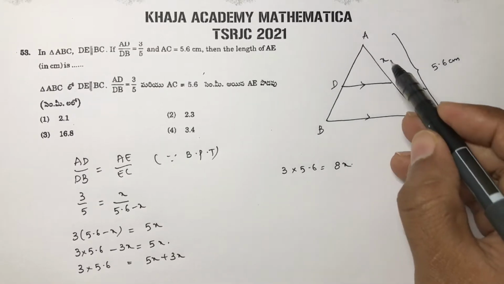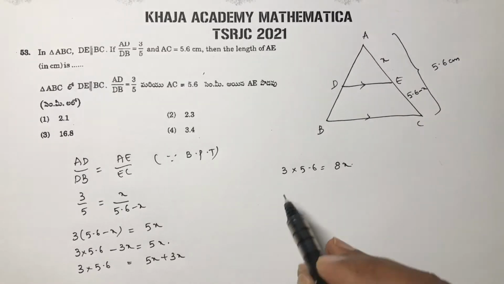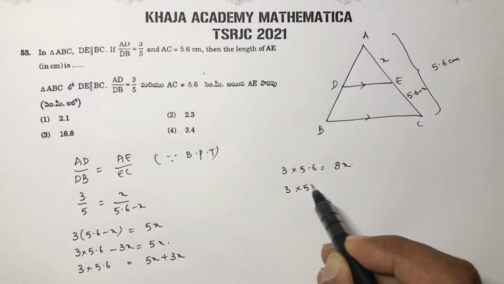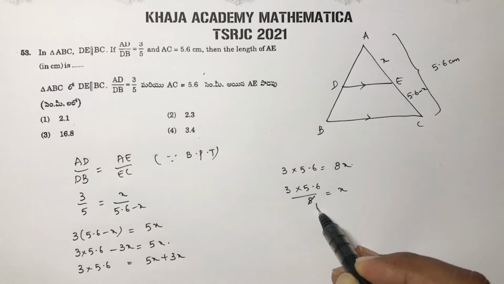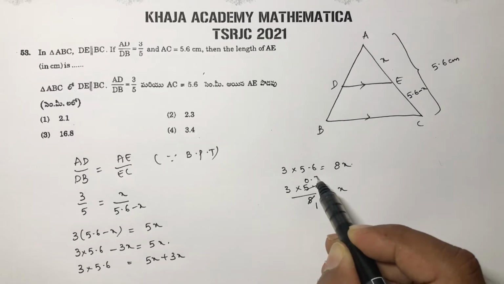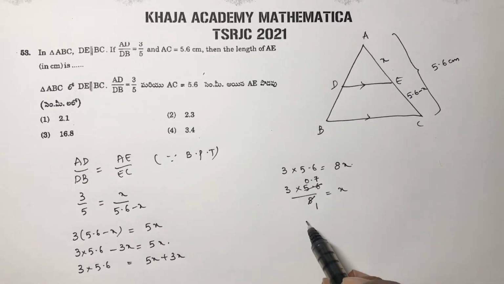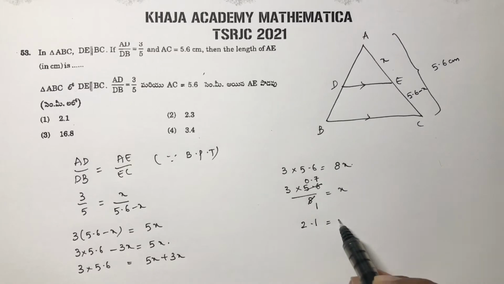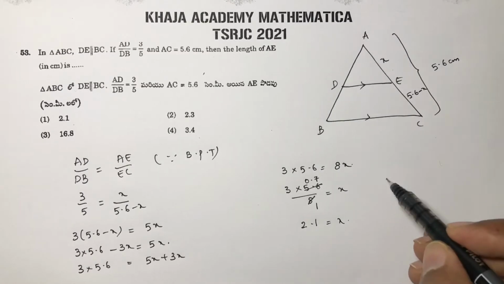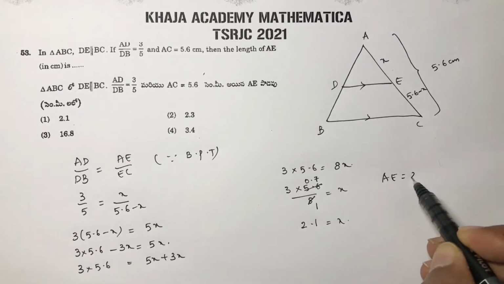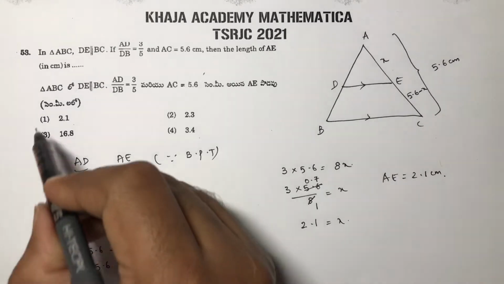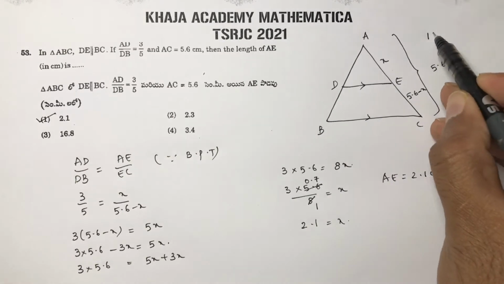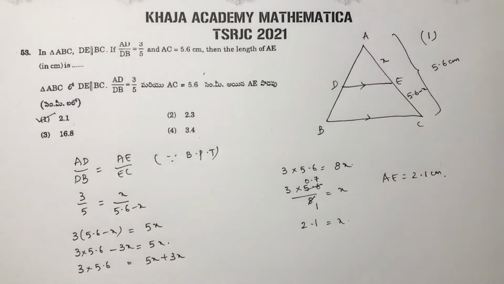So we need to find X, AE. So 3 times 5.6 by 8 is X. 8 times 1, 8 times 7, so 0.7. 3 into 0.7 is 2.1. So AE is 2.1 centimeters. So the correct answer is 1.